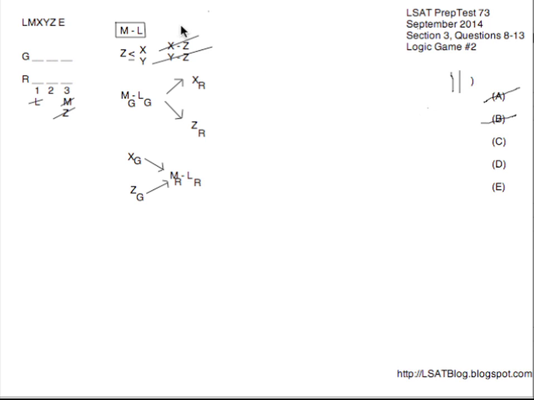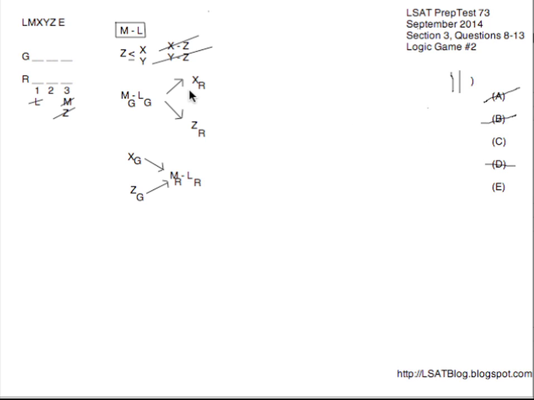Going on to the next rule, we can never have X or Y occurring before Z. And so scanning through the choices there, we see that D has Y before Z. That's unacceptable, so D is gone.